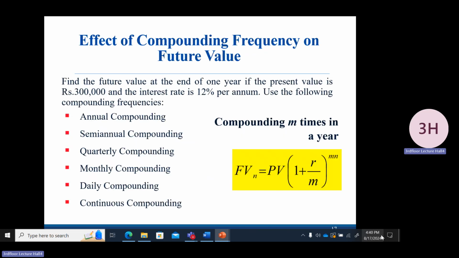So let's go with this example. Find the future value at the end of 1 year. If the present value is 300,000 and the interest rate is 12% per annum, use the following compounding frequencies: annual compounding, semi-annual compounding, quarterly, monthly, daily, and continuous compounding.